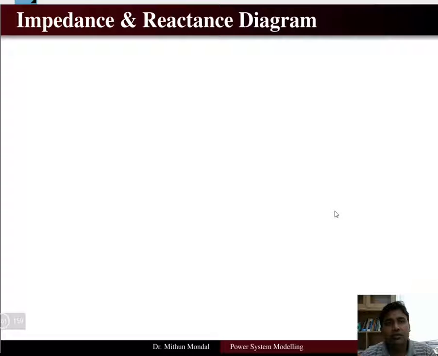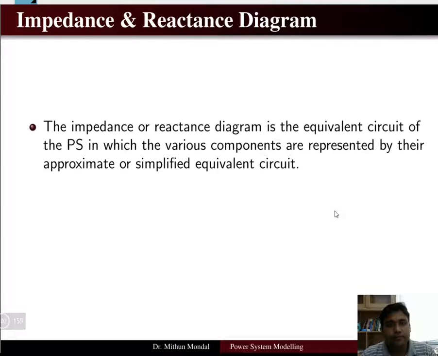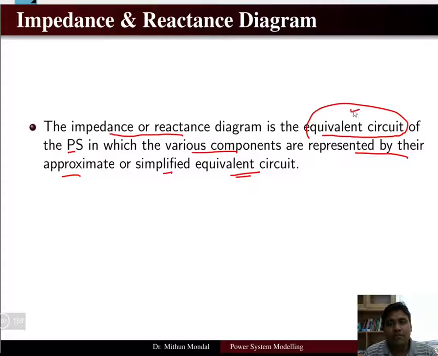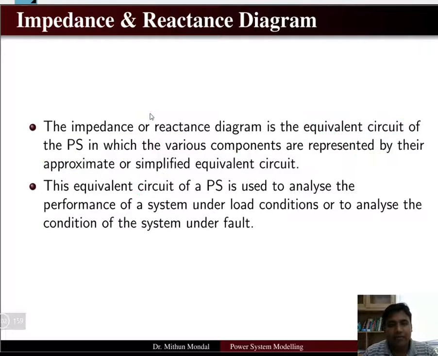The next lecture in power system modeling is the impedance and reactance diagram. The impedance or reactance diagram is the equivalent circuit of the power system in which the various components are represented by their approximate or simplified equivalent circuit. So it is a type of equivalent circuit, like the approximate equivalent circuit of a transformer, that is known as the impedance or reactance diagram.